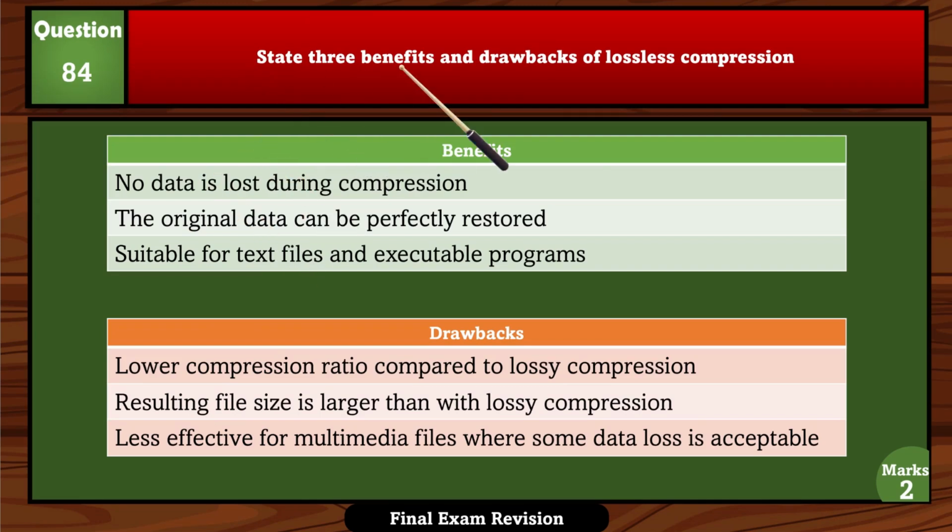Question 84, state three benefits and drawbacks of lossless compression. Okay, so first let's talk about the benefits. No data is lost during the compression. The original data can be perfectly restored and it is suitable for text files and executable programs. Drawbacks: lower compression ratio compared to lossy compression, resulting in a file size larger than with lossy compression, and less effective for multimedia files where some data loss is acceptable.